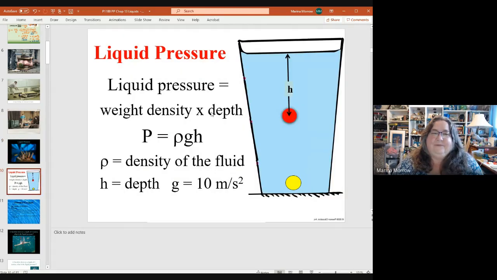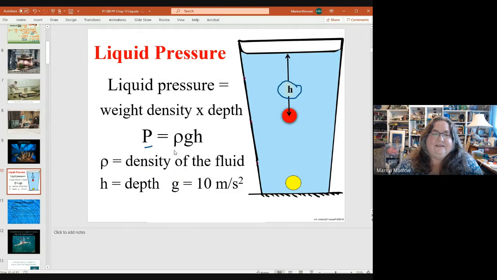Okay, now liquid pressure depends on depth. So as an object goes down deeper in the water, the pressure becomes greater. Now, for depth, we use the letter H, which we use for height. So here it's depth. That's the same thing. It's a certain distance.